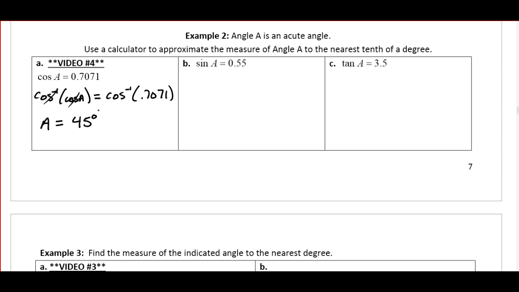All right, let's do part B together, and then you can do part C on your own. So I have sine of A equals 0.55. If I want to solve for A, I'm just going to do a little shortcut here. I know A has to be the sine inverse of 0.55. So instead of taking the sine inverse of both sides, I just went to one step because I know the sine inverse is going to cancel on the left. And then if you go ahead and plug that into your calculator, you should get 33.4 degrees. So go ahead and try part C. You can check with me in class to make sure that you got the right answer.